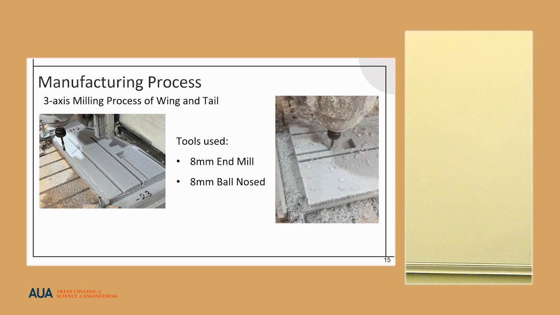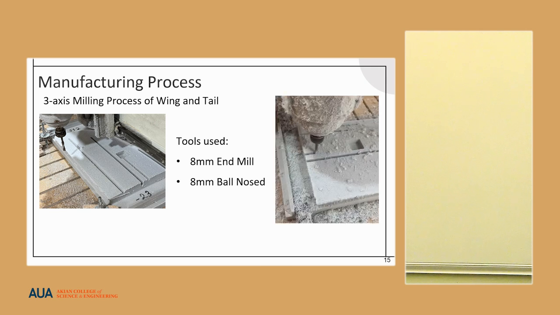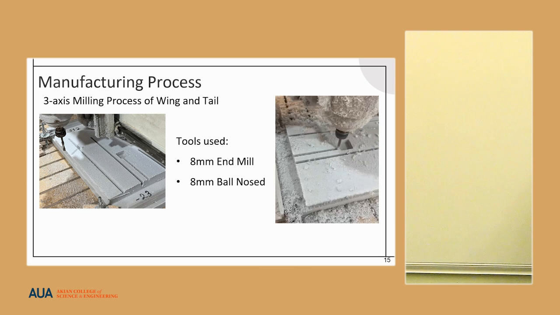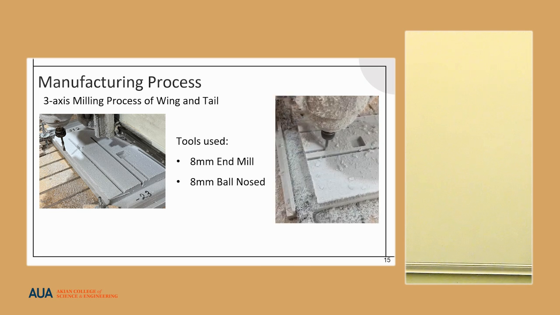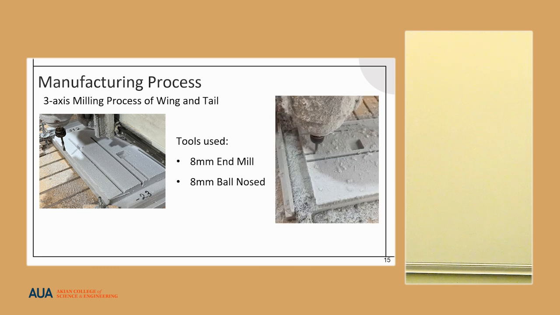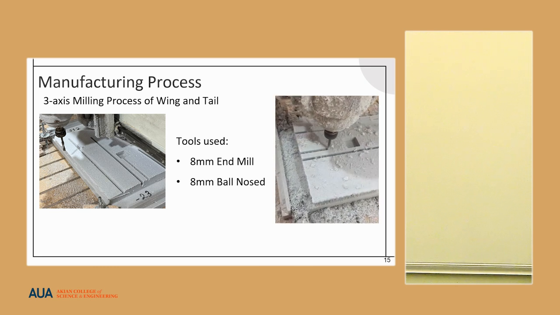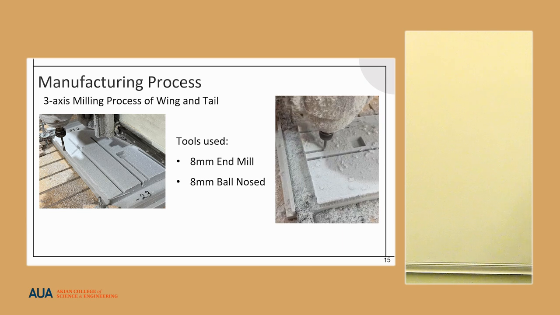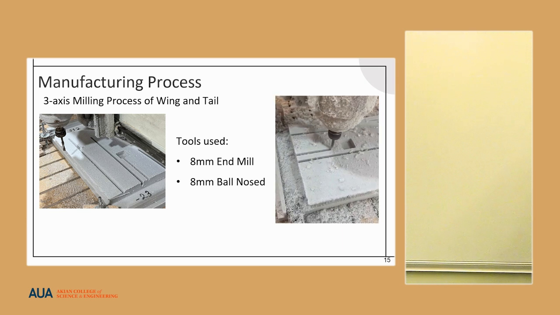The manufacturing process. When the design was finally approved, we moved on to the next step, the manufacturing of the wing and tail parts. The same approach was used, which is three-axis milling. For this process, we decided to do it in this way.